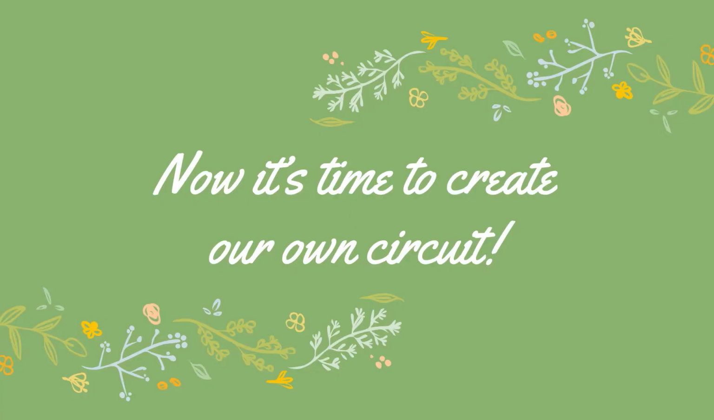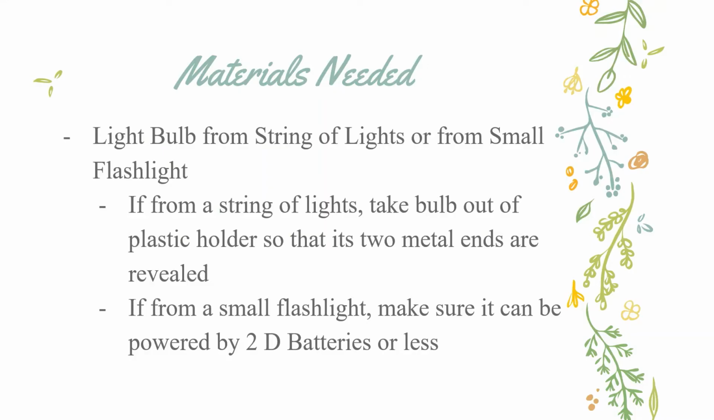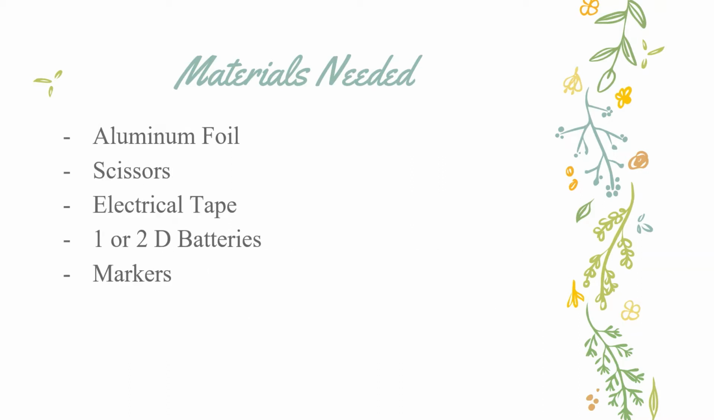Now we get to create our very own circuit. So what you're going to need is a light bulb from a string of lights or from a small flashlight. And if you need help getting a light bulb, you can ask someone to help you. You're also going to need some aluminum foil, scissors, electrical tape, 1 or 2 D batteries, and some markers for fun.